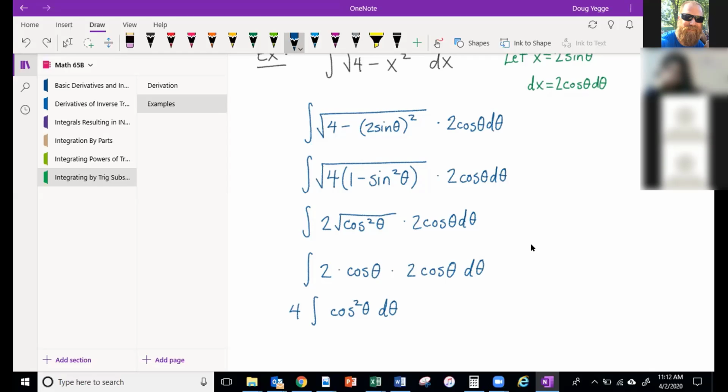So I'm going to leave it at that because at this point, all we would do is use my power reduction formula and we can solve from there. A lot of times it'll turn into a form of a power of a trig function, which we learned how to integrate yesterday.